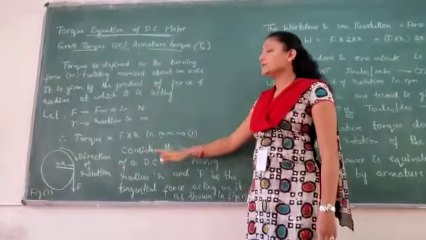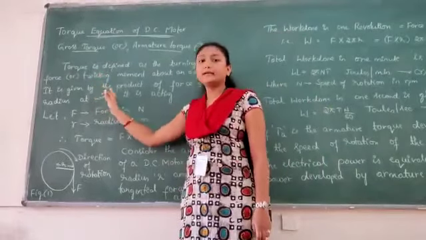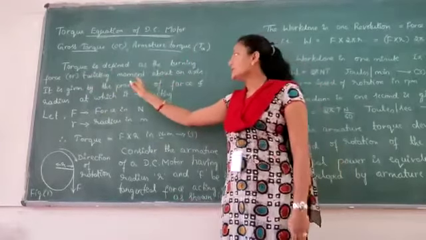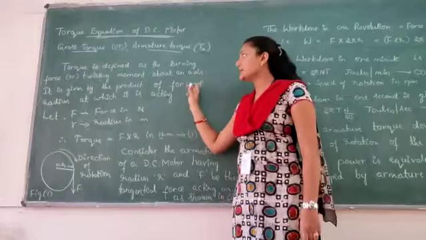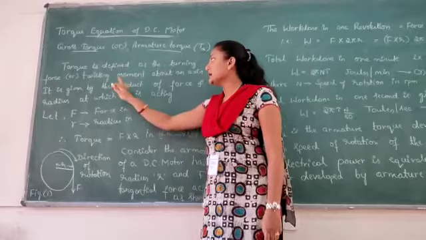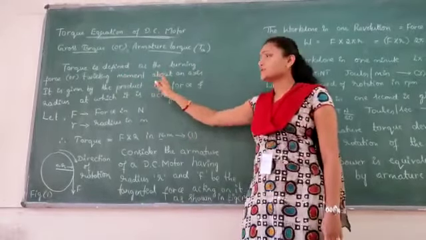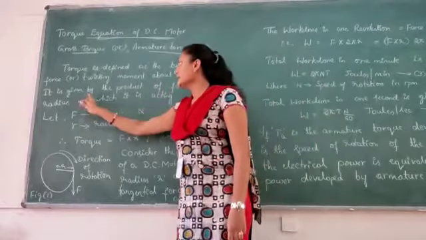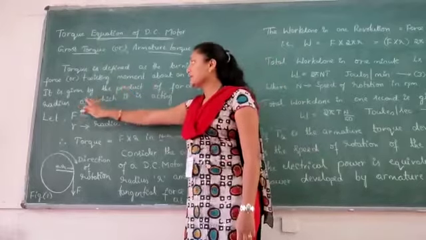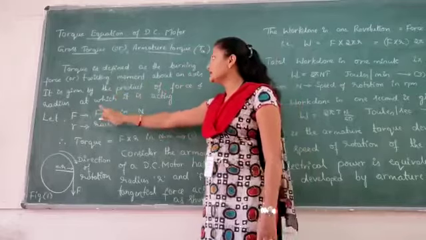Before deriving the equation, let us know the definition of torque, that is, what do we mean by torque. Torque is defined as the turning force or twisting moment about an axis. We can also call this rotational force, and it is given by the product of force and radius at which it is acting.